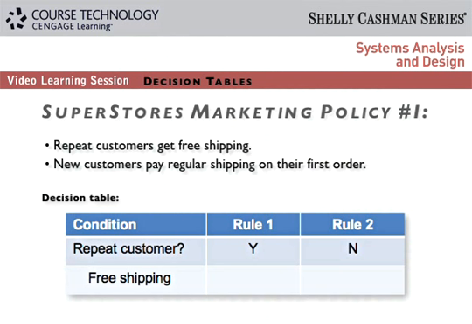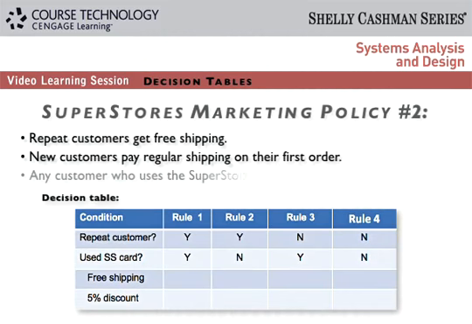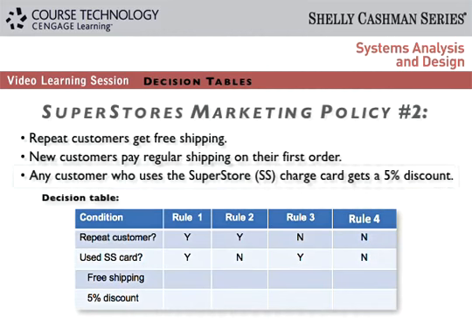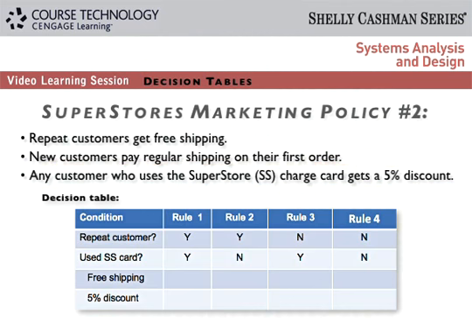Let's add the outcomes. In Rule 1, repeat customers get free shipping, so we'll enter Y for yes. In Rule 2, new customers don't get free shipping, so we'll enter N for no. Marketing also decided to promote the company's Superstore charge card. The free shipping policy is the same, but now any customer who uses the charge card gets a 5% discount.